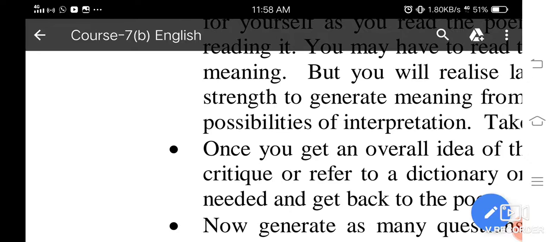Overall, 90% independence we have to give children. Let them understand themselves, we just have to facilitate. So this is the point that we have to remember while teaching. What is the difference between teaching poem and prose?